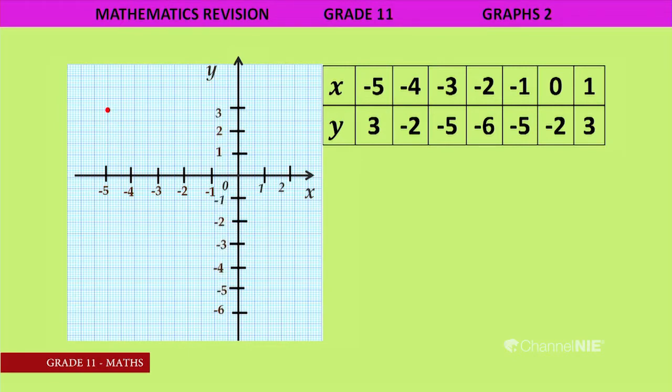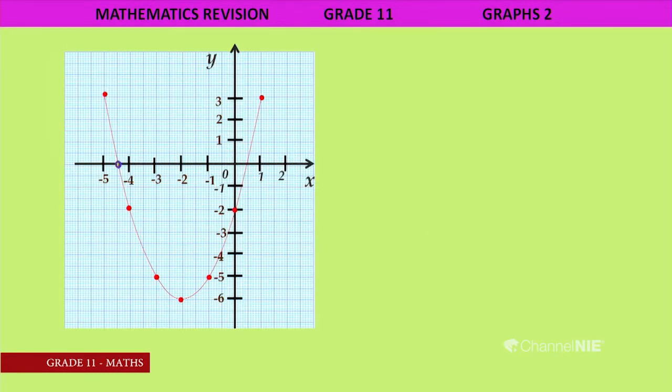Marking points: first point, second point, -4, -2, third point, -3, -5, fourth one, -2, -6, -1, -5, 0, -2, 1, 3. Drawing the curve, smooth curve.